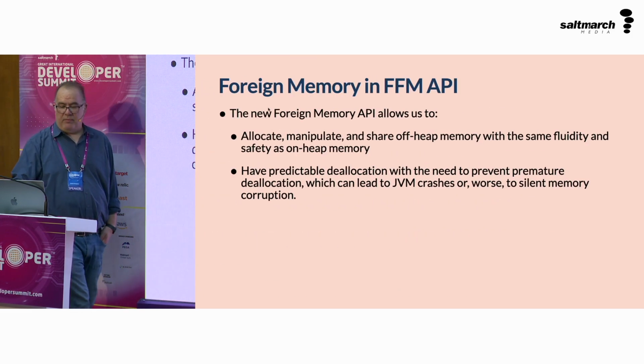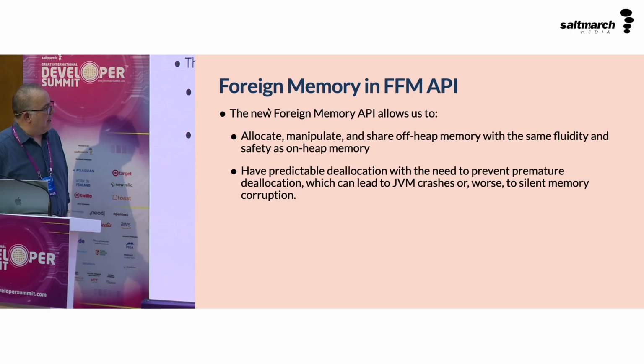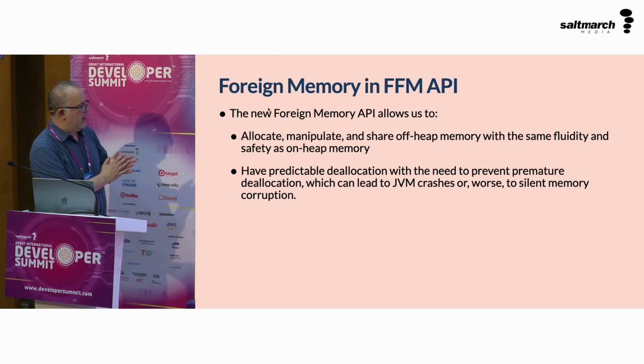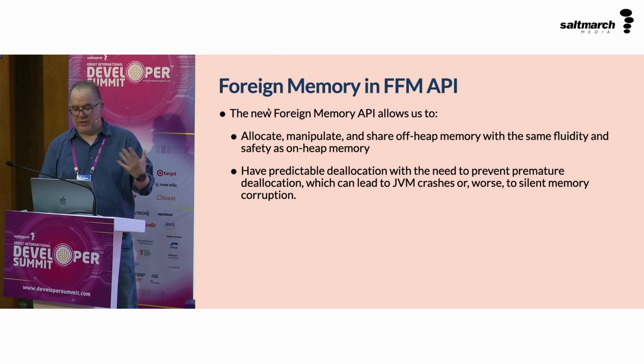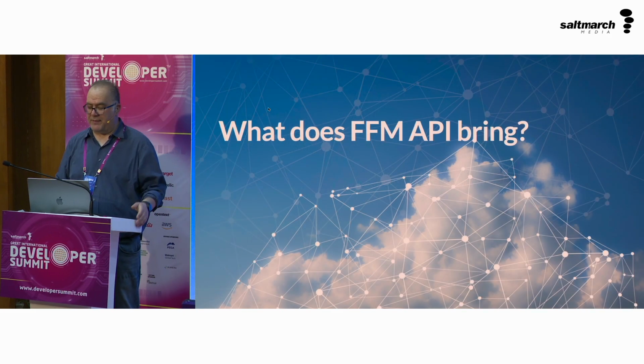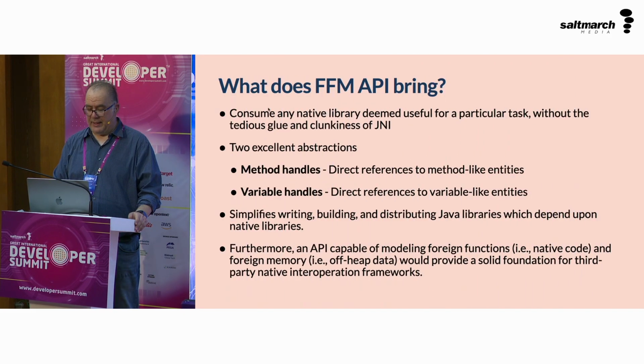Okay, so with this FFM API, we can allocate, we can share off-heap memory and have predictable deallocation. So that's what this is for, so that way we don't have to use that Unsafe.